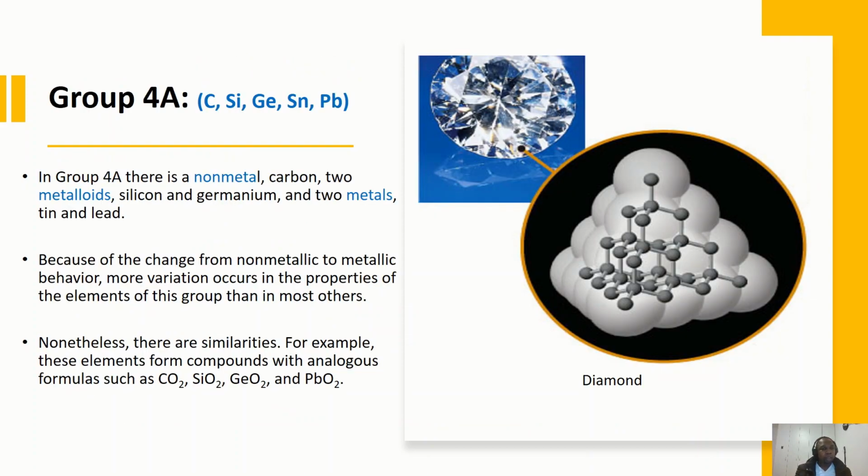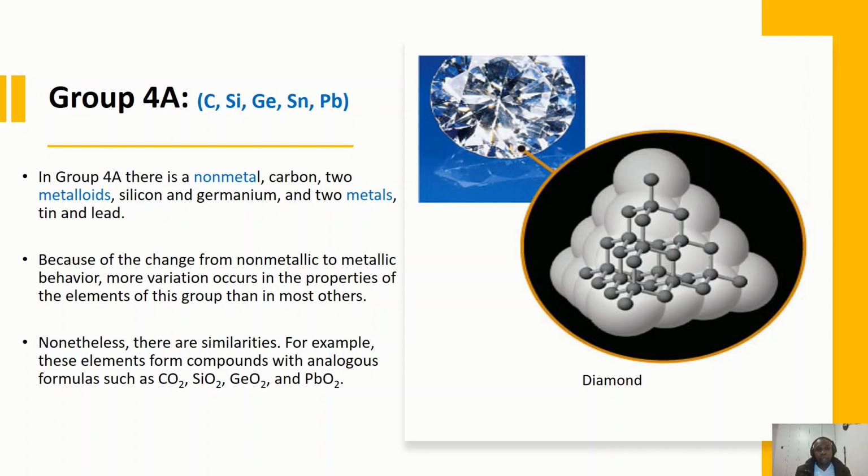Group 4, we have carbon, silicon, germanium, tin, and lead. Again, this is also very interesting because group 4 has non-metal, metalloids, and metal in the same group. And that's why they don't have a common name. How are we going to name such a group?